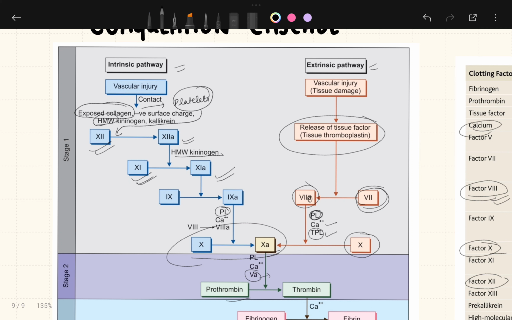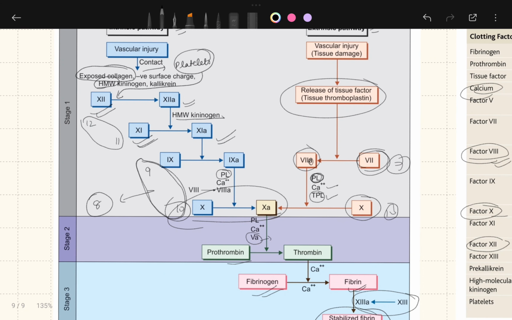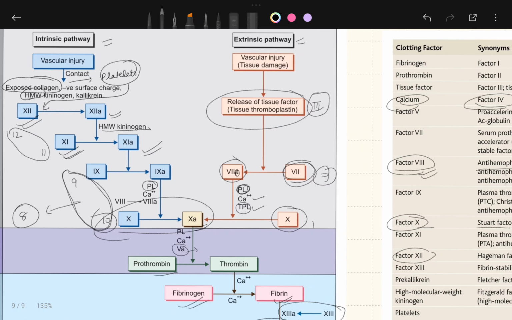So how do we remember this? We can remember it like this: 12, 11, 9, 10. It's like a seedhi ginti, then an ulti ginti, and then a seedhi ginti again. 12, 11, 9, 10. And between 9 and 10 there is another factor, 8. So 8, 9, 10. Factor 8 helps in the conversion of the 10th factor to activated 10th factor. And for the extrinsic pathway this is very easy, 7 and 10 only. Tissue thromboplastin is itself factor 3.